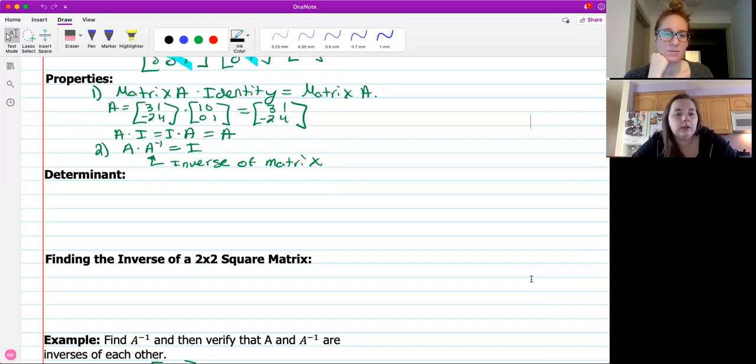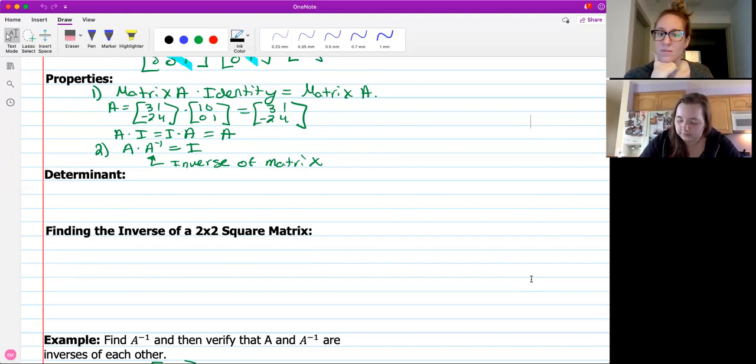Okay, so really quick, we're going to talk about the determinant. This is super important when we talk about how to find the inverse. I gave it its own little spot just so that you guys can see how to find it really quick. And then we'll talk about finding inverses.